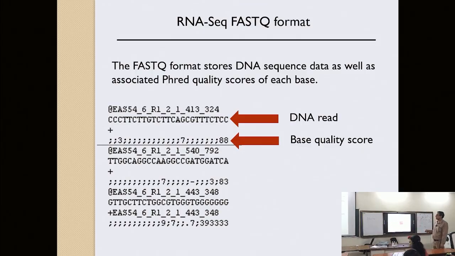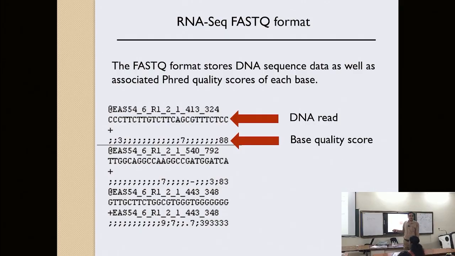That is the first line, the identifier line. The second line is the sequence. And it's a DNA sequence, so it's a sequence of nucleotides. The third line is always plus, maybe for some reason. It is always plus. The fourth line is indicating the base quality score, and it is coded.